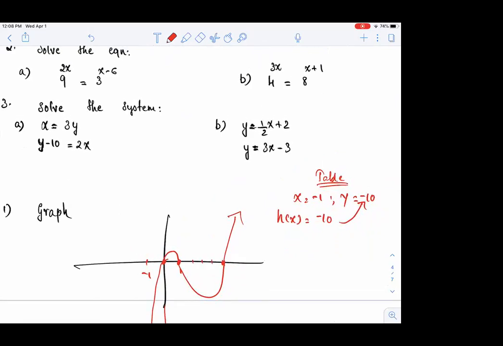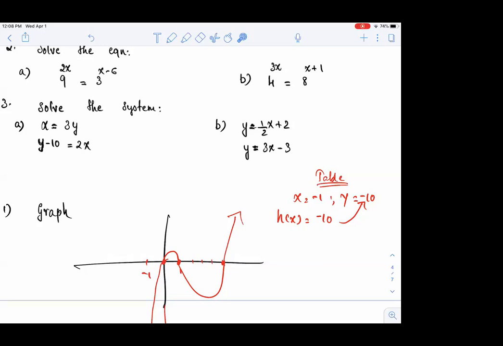x is equal to 3y, and y minus 10 is equal to 2x. This is a system because we have two equations and two variables. The two variables are x and y, and we have two equations. How many different methods did you learn about solving systems? Two. What are those? Substitution and elimination. Correct, very good.